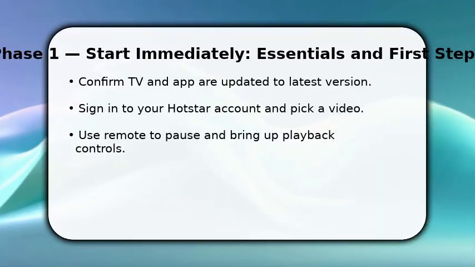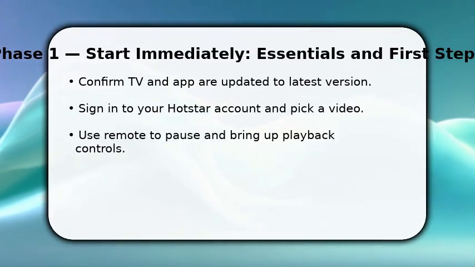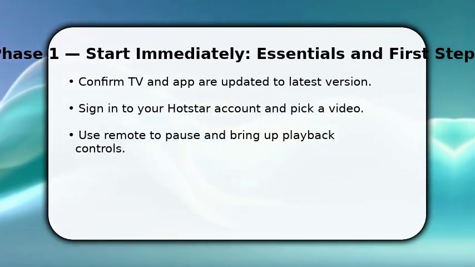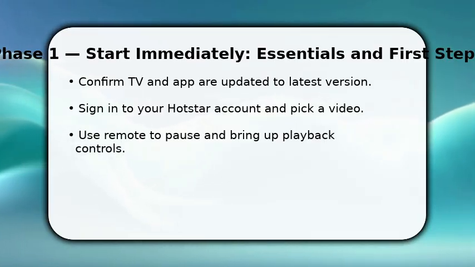You start from the app already signed in. Immediately open Hotstar and select the show or movie you want. Once the video loads, use the remote to pause playback and reveal on-screen controls. This exposes the audio options menu.